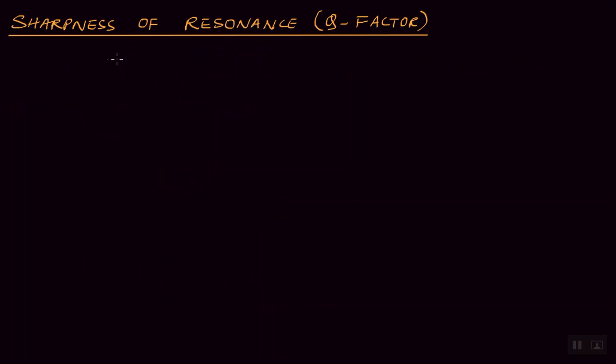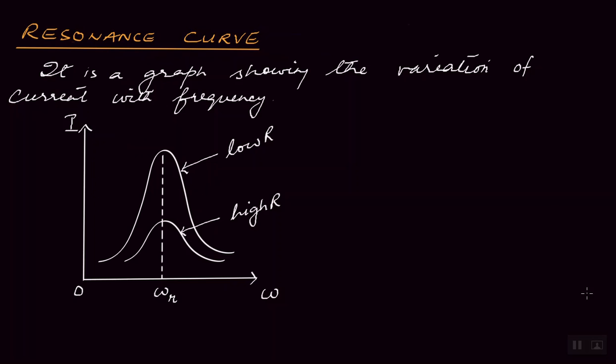Now, what do we mean by sharpness of resonance curve? Let us have a look at the resonance curve once again. You can see here, this resonance curve is quite sharp like this, whereas this one is a little bit flat. Let me draw one more just for the sake of understanding. So let's say I have another curve like this.